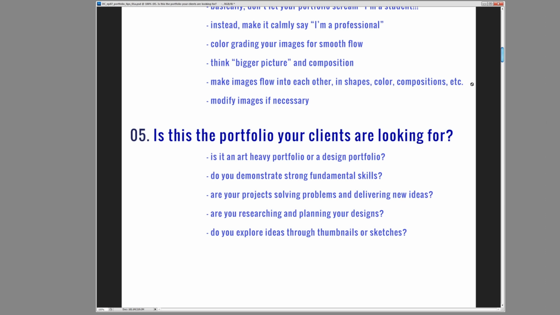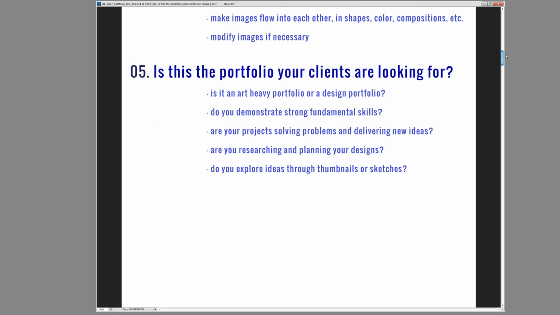All right, next point. Number 5 topic. Is this the portfolio your clients are looking for? So I listed 5 major topics. And if you're building a portfolio, take a look at it and see whether it answers the 5 following questions.